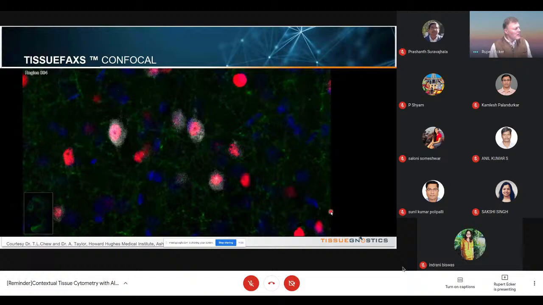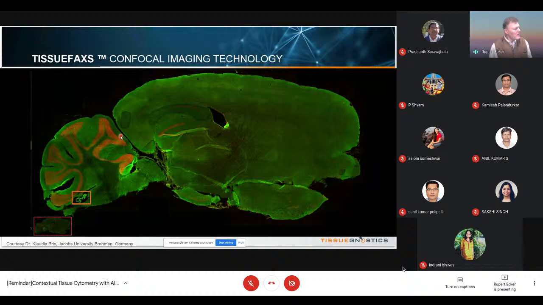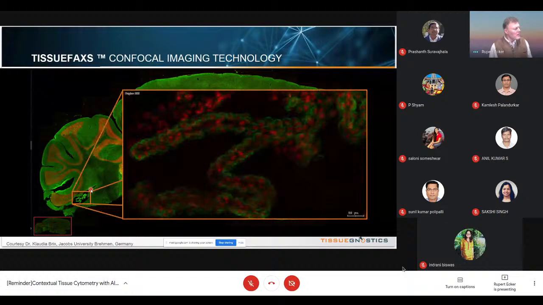This is another example of a mouse brain section, which I received from Jacobs University in Bremen in Germany. When we zoom into this region, we see it's called the third ventricle. You see here the degree of detail that is visible. You can scan the entire brain if you want at this magnification. You will have a huge data set, but you can then zoom in and see the details, zoom out and have the overview. And this is all done on the same data set.